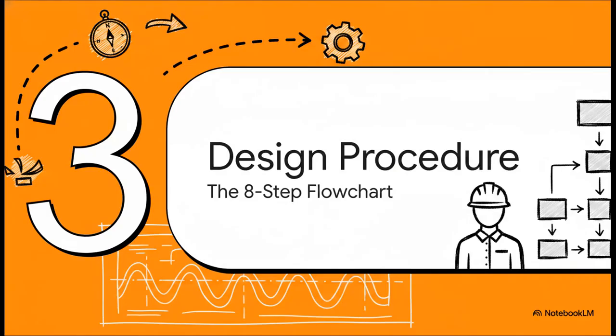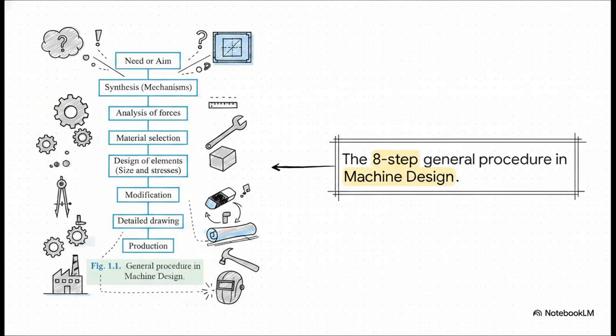Okay, part 3, the general design procedure. So, how do we actually go about executing a design? Well, we need a map. When you are tasked with designing a machine component, and sure, there's no single rigid rule for this, but this 8-step flowchart really represents the most logical, proven path. It takes you from a purely philosophical need all the way down to physical production in the workshop.